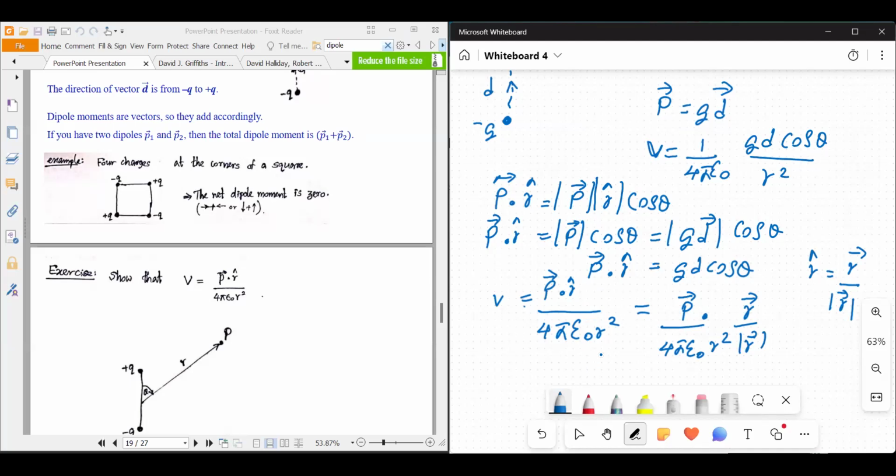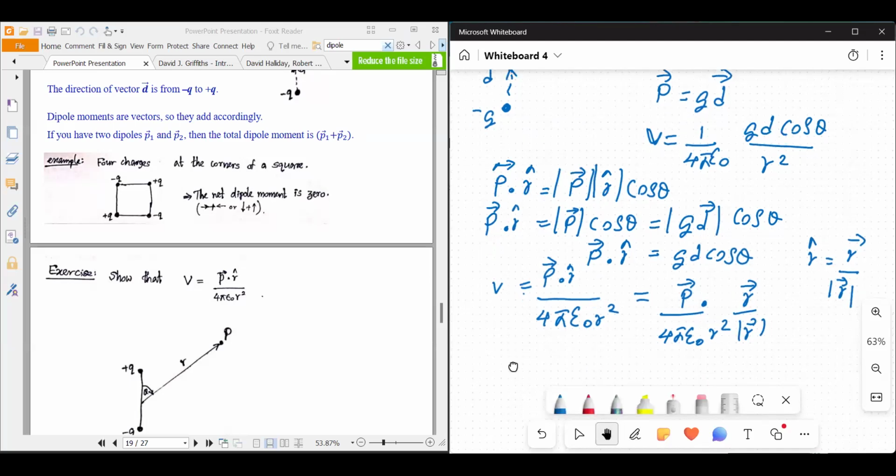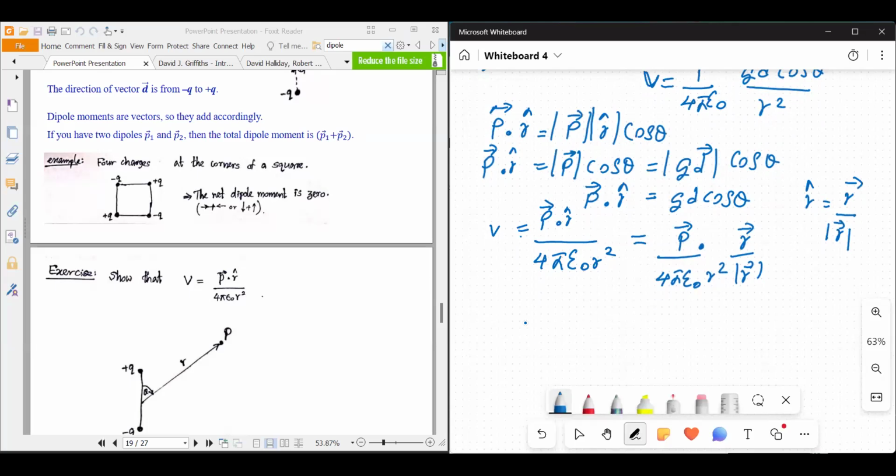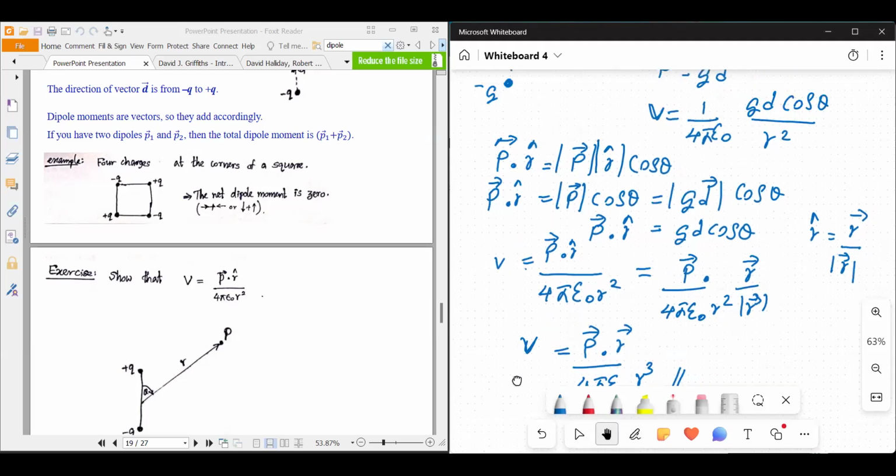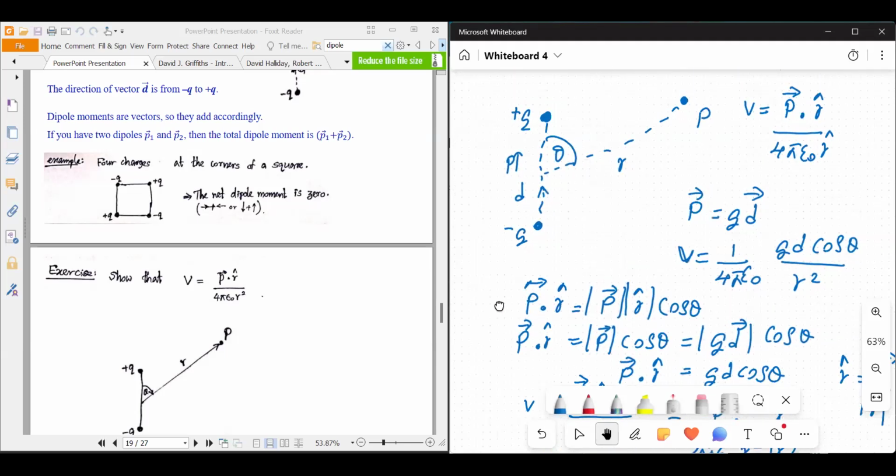So in that case, potential is equal to, now we have P dot R over 4 pi epsilon naught. Here we had R squared, now R squared times R to the power 3. So potential in a dipole, we can calculate using this equation 2.